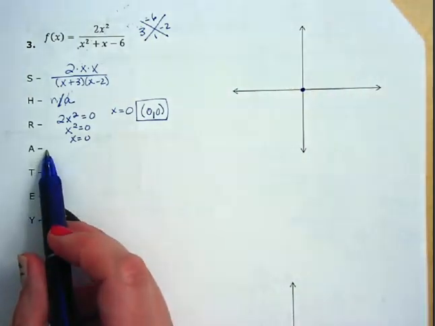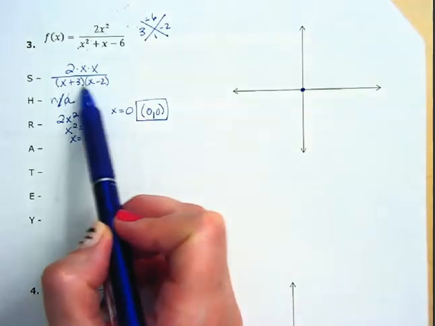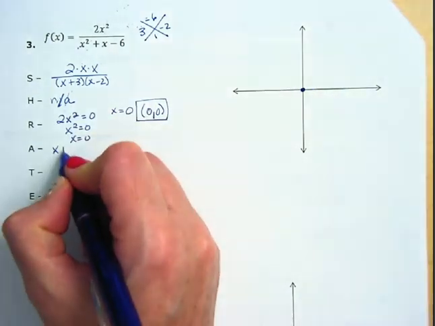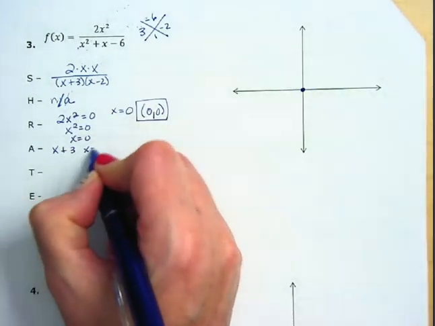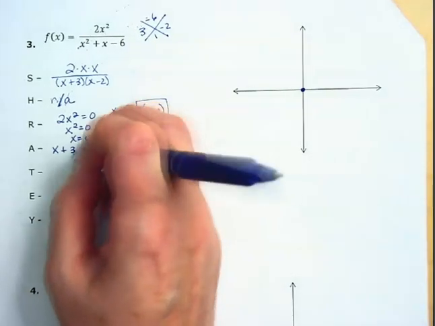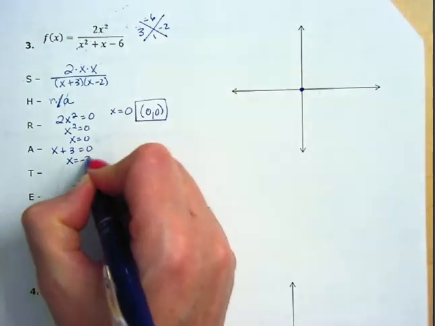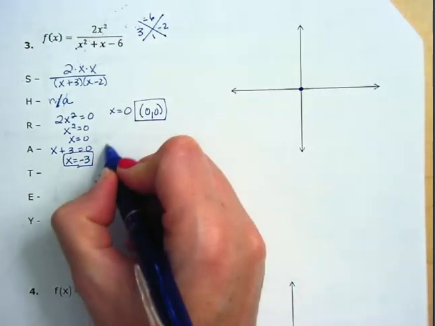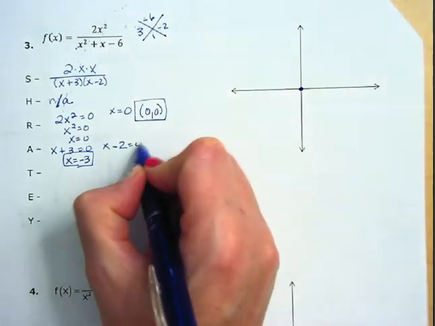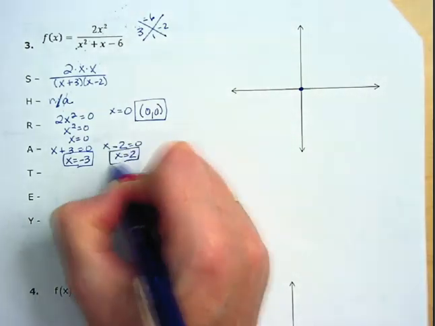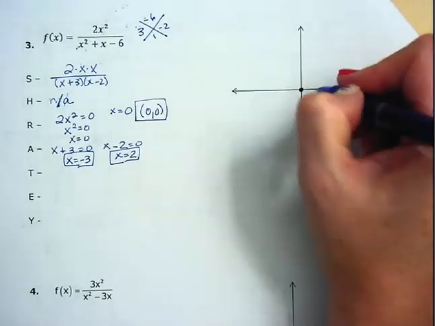All right, for my vertical asymptotes, I take my factored form in the denominator and solve it. So x plus 3 gives me x equals -3 as an asymptote, and x minus 2 gives me x equals +2 for an asymptote.